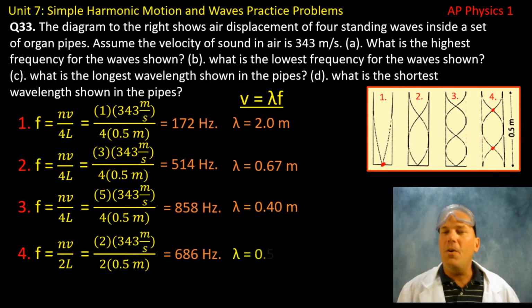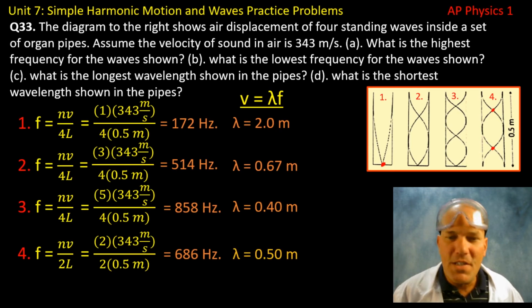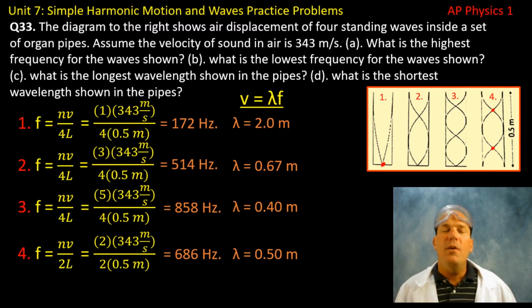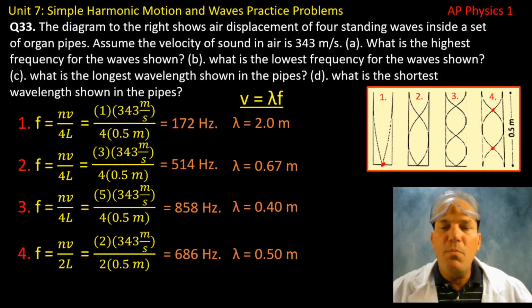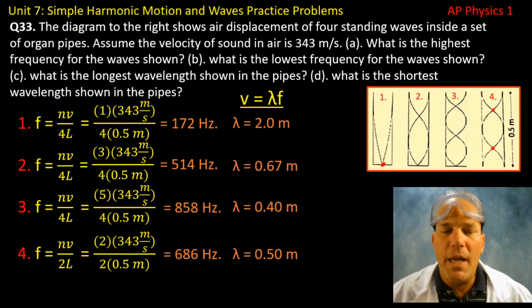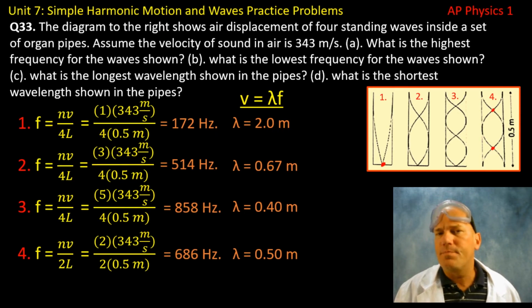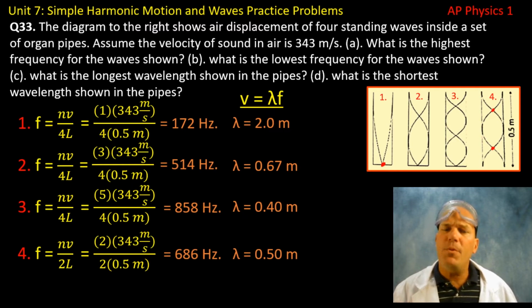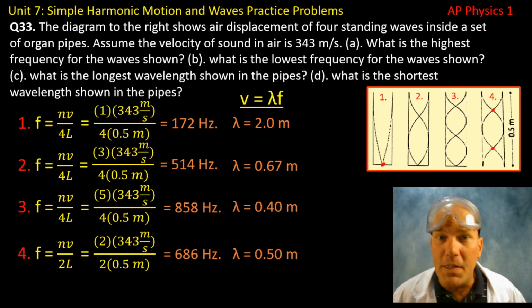And if you notice, here's the relationship that we expected. As frequency goes up, wavelength goes down. So which pipe has the smallest wavelength or lambda? That would be pipe 3. Pipe 3 has the smallest wavelength, and pipe 3 has the greatest frequency.